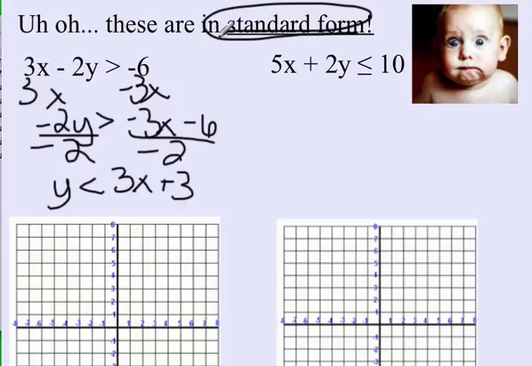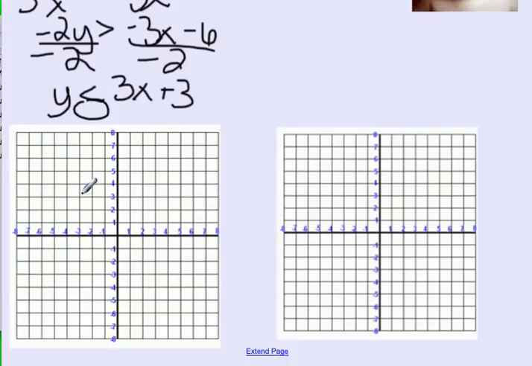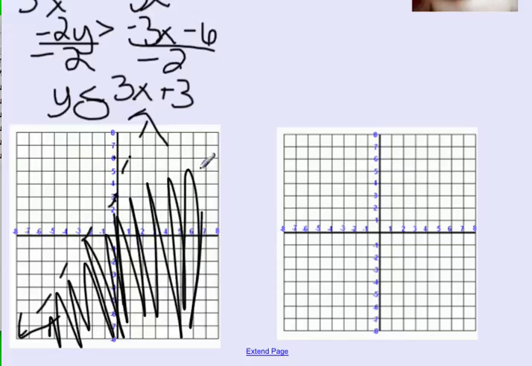So now at the end of this, there's still no line underneath, so I'm going to have a dotted line. But now it's facing away from the y, so I need to shade down. So we're crossing the y-axis at 3, and then we're going up 3 and over 1, because our slope is 3 over 1. So I'm going to have my dotted line, and then I need to shade down from it. So I'm going to pick a spot, and I'm going to go down.